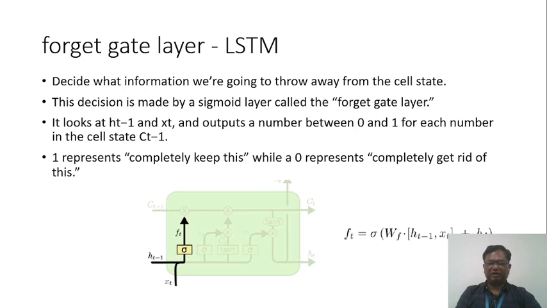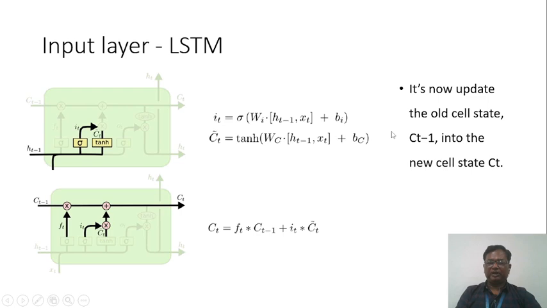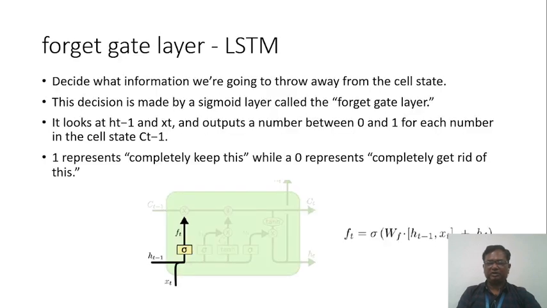For example, if you have 7, 8, 9, 3 values, in 7, 8, 9 you want to retain only 9, 7 and 8 you want to remove. So the value will be 0, 0, 1. If 0, 0, 1 is multiplied with 7, 8, 9, the first two values will be removed and 9 will be retained. So this is not strictly 0 or 1. You may have a value like 0.99. In that case, 99% of that information will be retained to your next cell state. So this is your first one, the forget gate layer.